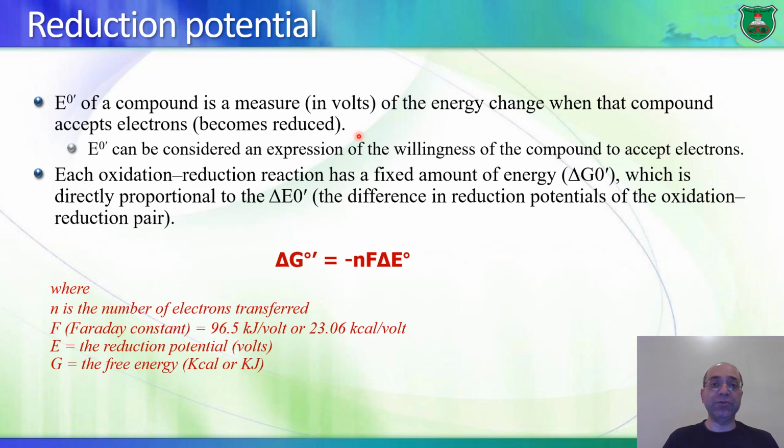That is, it becomes reduced. Now, this is the reduction potential. Okay, so it is the willingness of a compound to accept electrons. So each oxidation reduction reaction has a fixed amount of energy, and this is directly proportional to delta E naught prime. Okay, so delta E naught prime is the difference in reduction potentials of the oxidation reduction pair of any reaction.